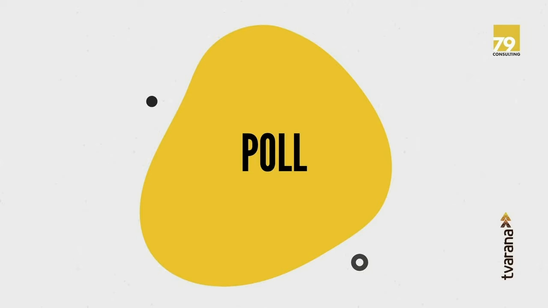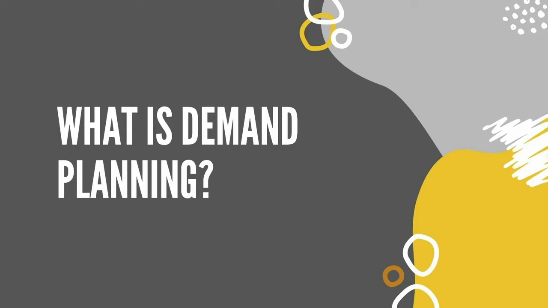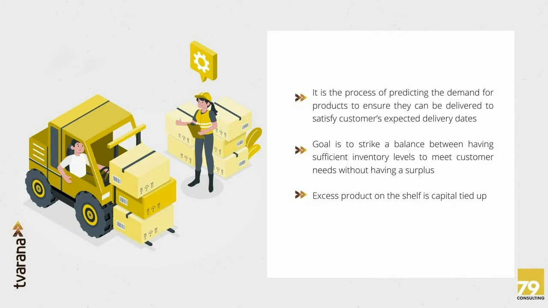I'm going to kick off with a very basic question. What exactly is demand planning? Sure, Tina. So demand planning is a supply chain management process forecasting or predicting the demand for products to ensure they can be delivered to satisfy customers' requested and or expected delivery dates. The goal here is to strike a balance between having sufficient inventory levels to meet customer needs without producing a surplus. Ultimately, excess product on the shelf is capital tied up.